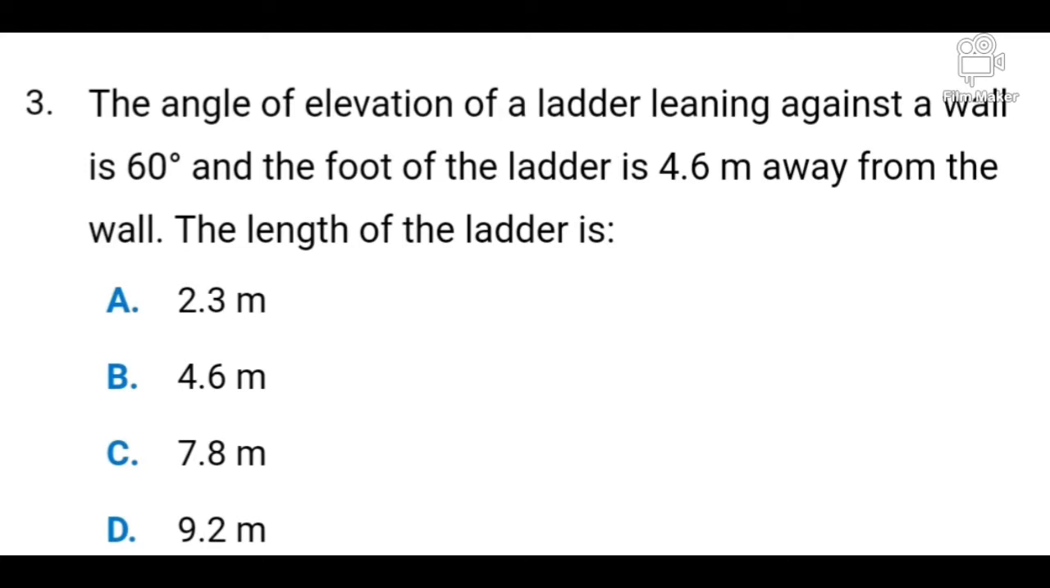So the next question is, the angle of elevation of a ladder leaning against a wall is 60 degree and the foot of the ladder is 4.6 meter away from the wall. The length of the ladder is, the options are A 2.3 meter, B 4.6 meter, C 7.8 meter, and D 9.2 meter. Now this question is very easy, so let us try to solve it.